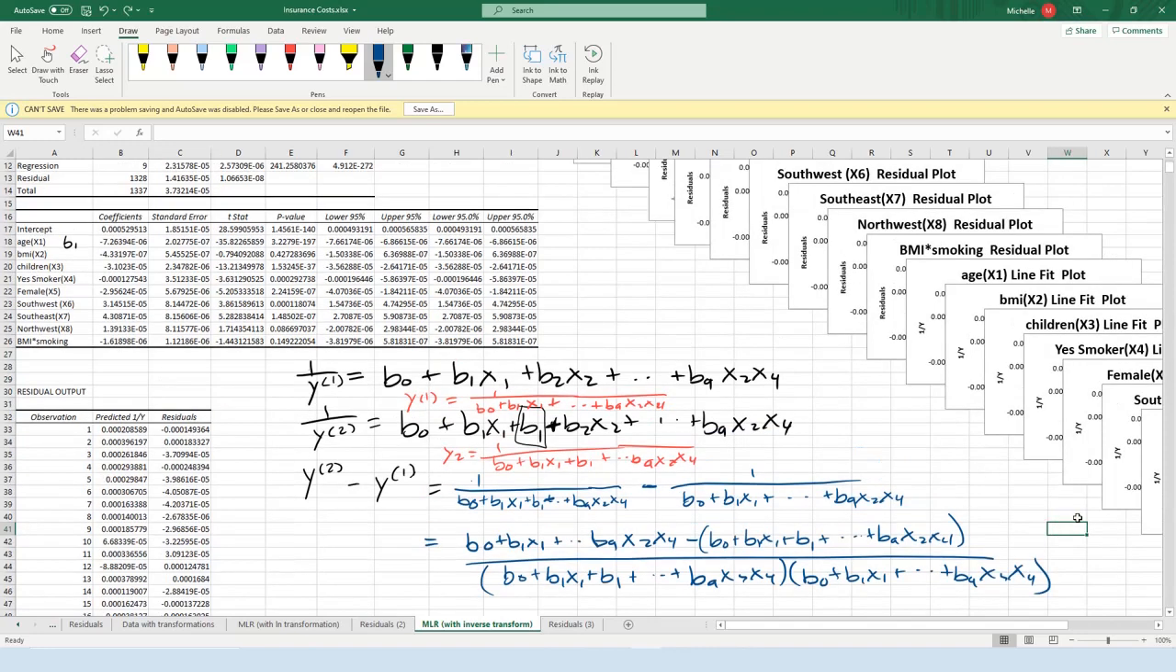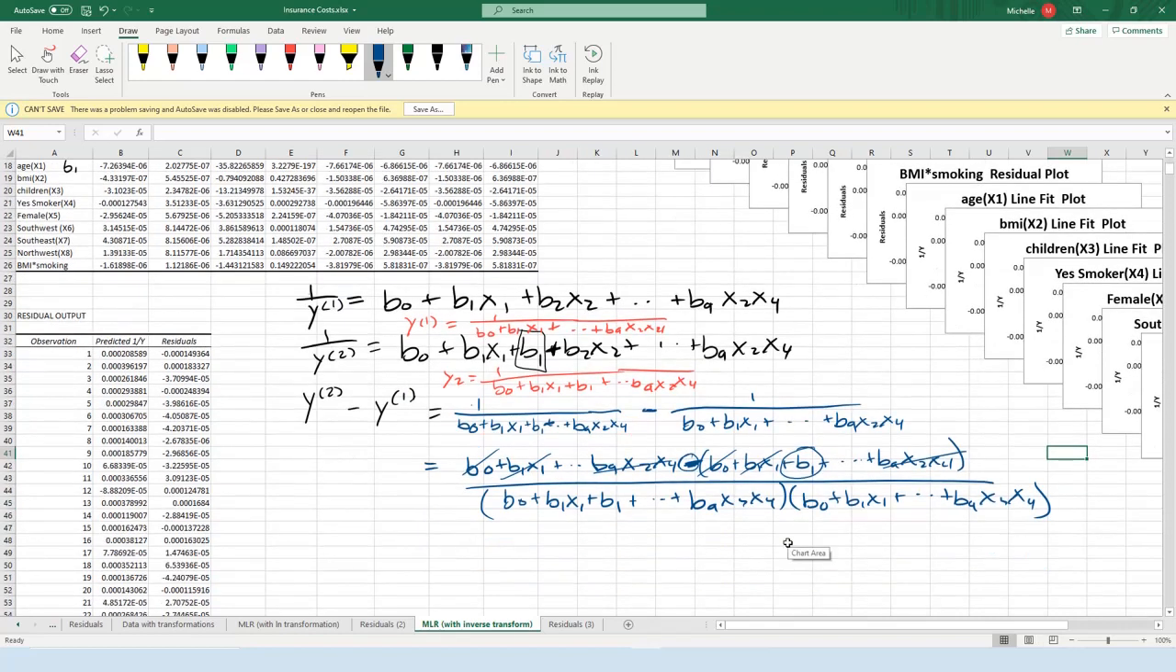All right, so then in the numerator, you see you have some nice cancellations. b naught cancels, b1 times x1 cancels. This guy stays, but notice he's still negative. b9 x2 x4 cancel. So you're left with, in the numerator, all you have is negative b1. And then in the denominator, you still have all this stuff here. So b naught plus b1.